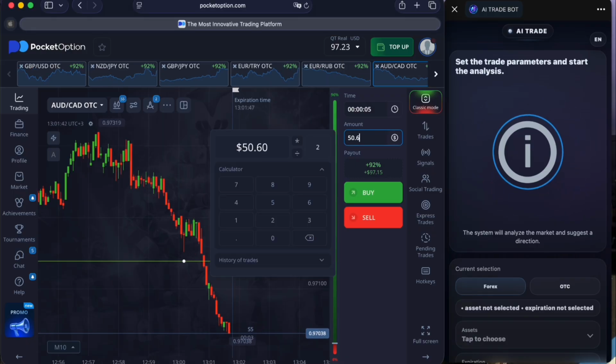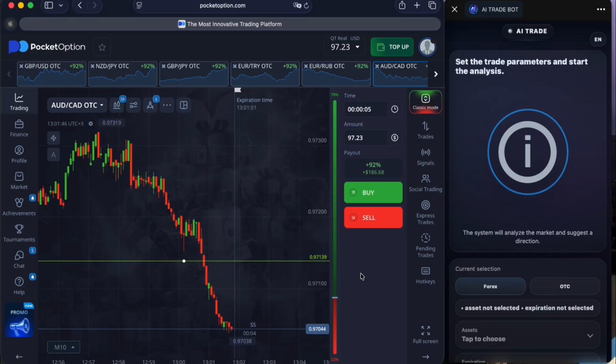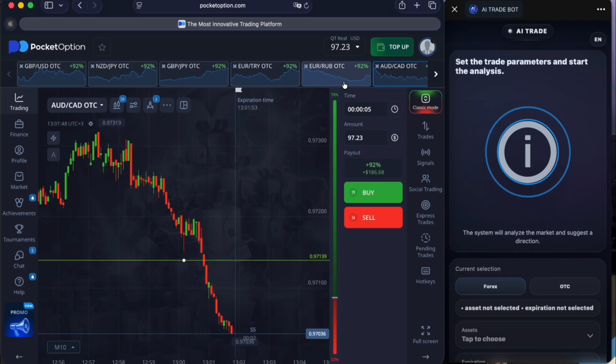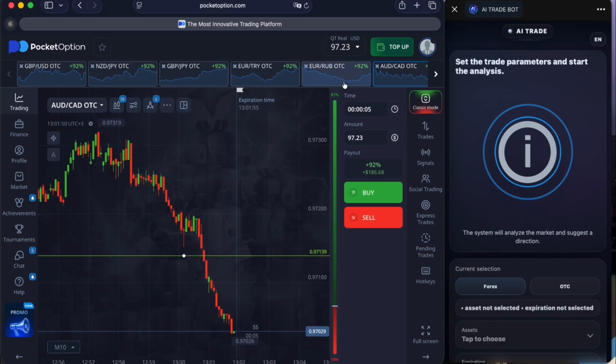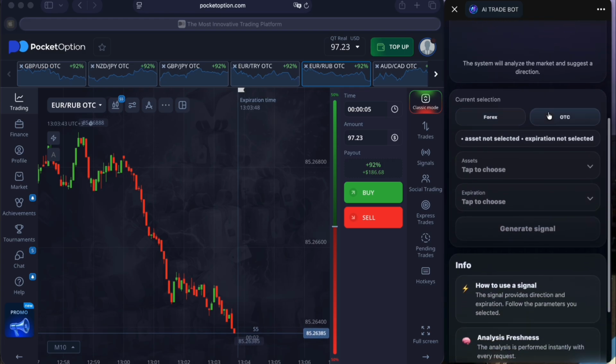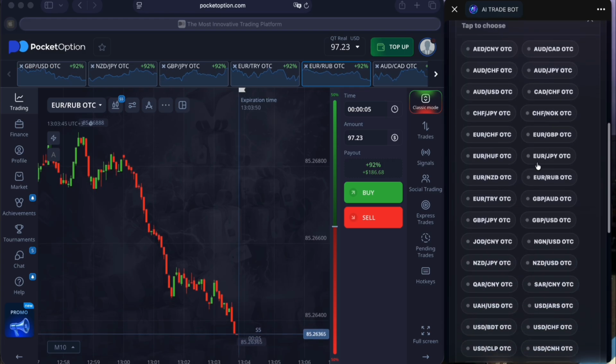I'm also making sure to update the trade amount. We added $47 to the deposit, so I immediately enter the new trade amount and switch over to my other selected assets. Now I'm moving on to Euro Ruble. Let me show you the full power of this tool. We're opening a position on Euro Ruble without any technical analysis this time.